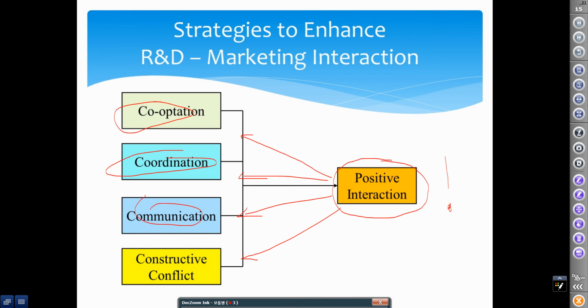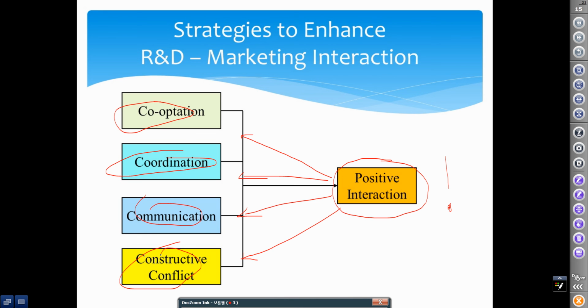And the last strategy, constructive conflict. It means that we have to prevent different conflicts, but we also can be involved and manage the constructive conflict, and different conflict handling strategies have differential effects. For example, two conflict handling strategies, integrating and accommodating, are both associated with constructive conflict and high levels of innovation performance.